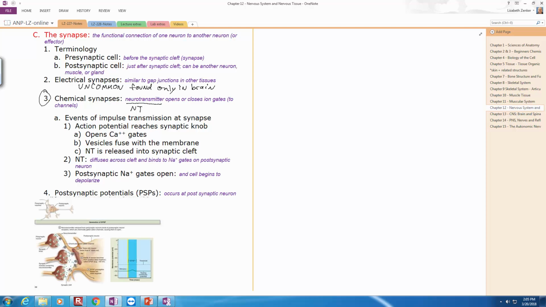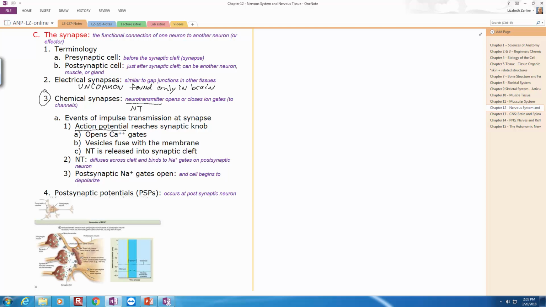So events of an impulse transmission at a synapse. First, the action potential reaches the axon terminal. Okay, so I have synaptic knob. Some of your notes might say axon terminal, synaptic knob. There's another word I was trying to think of. Anybody remember? No. The end of the terminal, the end, the knob, all saying the same thing. So reaching the synaptic knob, because remember, it's all or none, and it's going to go the whole length anyway, so it's going to go all the way down there. Oh, axon ending, that's what I meant to say. Synaptic knob, axon ending, axon terminal.